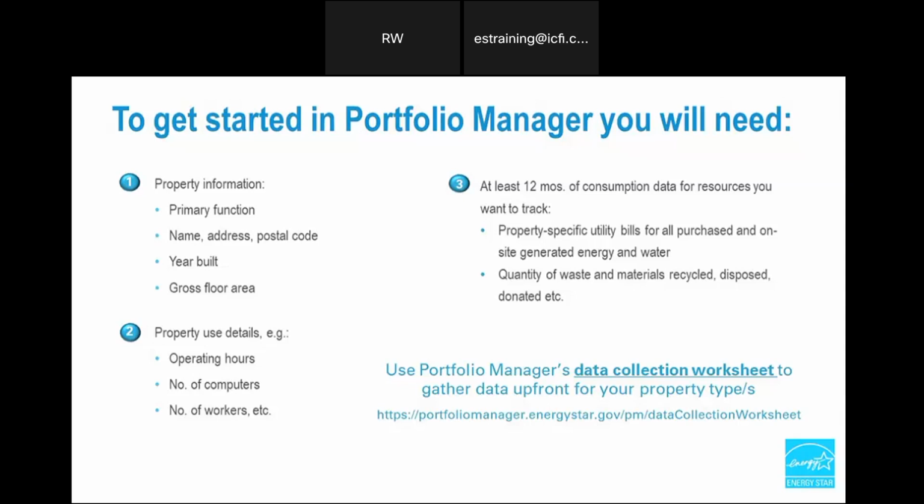The details are considered in Portfolio Manager to be the drivers of energy use in buildings. They will change according to the property type you are entering, and Portfolio Manager will prompt you accordingly. The drivers of energy use in an office building will differ from those of a hotel, for example. Lastly, you will also need consumption data for the resources that you are interested in tracking. To generate metrics, you will need at least 12 months of data because all metrics in Portfolio Manager are annualized.